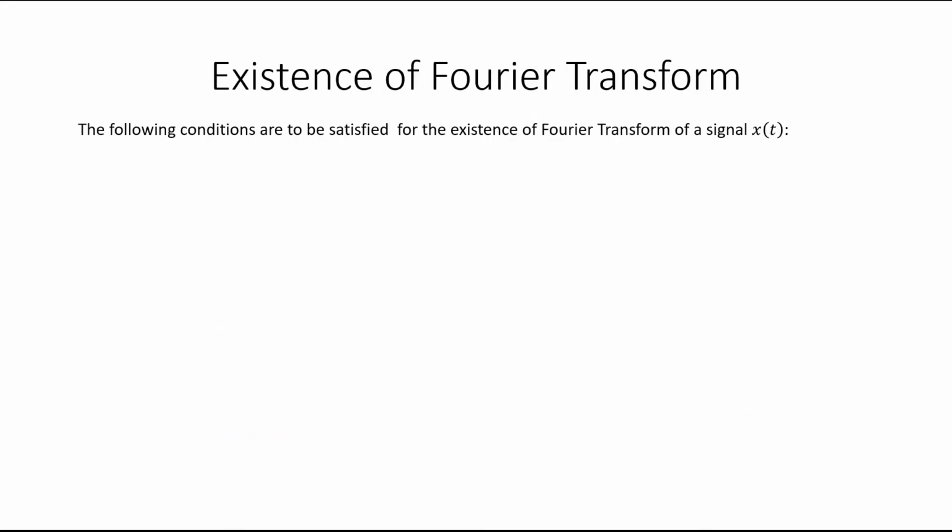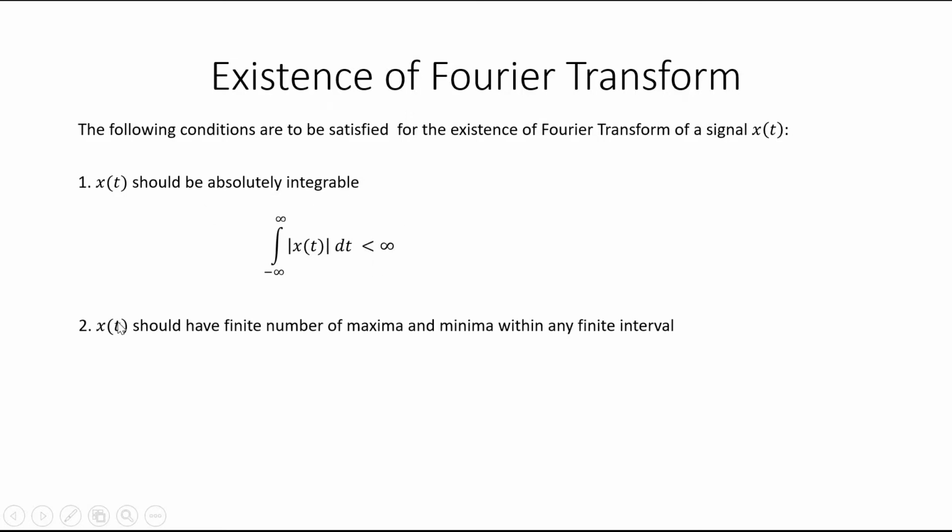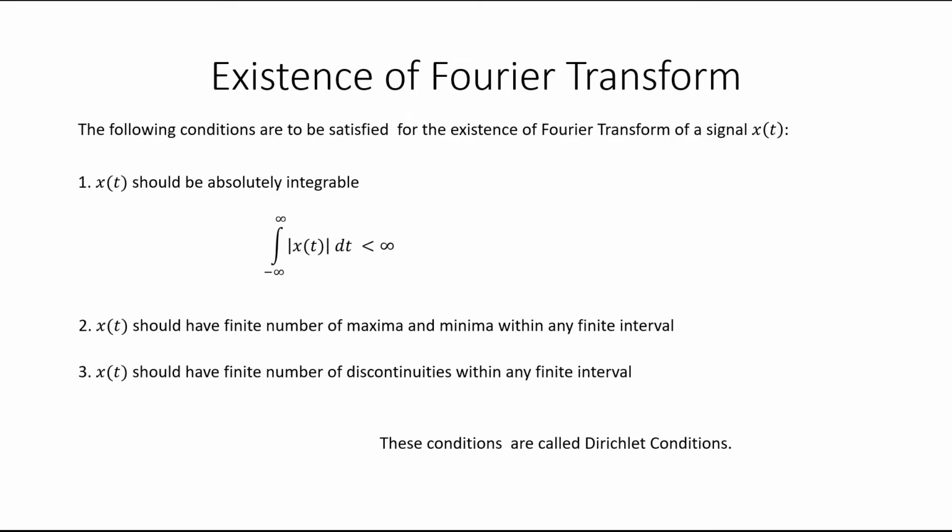And there are some conditions for the existence of the Fourier transform. The following are the conditions to be satisfied for the existence of the Fourier transform of signal x of t. First, x of t should be absolutely integrable, means the integral over the limits minus infinity to infinity of magnitude of x of t dt should be a finite value, less than infinity. It cannot be infinity. The second condition is x of t should have a finite number of maxima and minima within a finite interval. The third is x of t should have a finite number of discontinuities within any finite interval. These are the conditions for the existence of the Fourier transform, and they are also called Dirichlet's conditions.